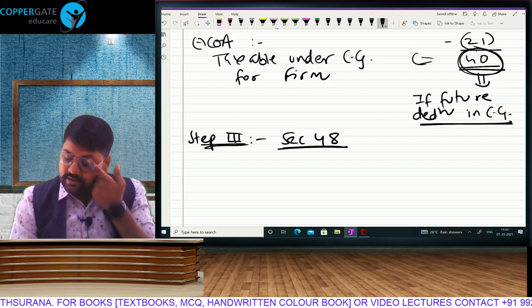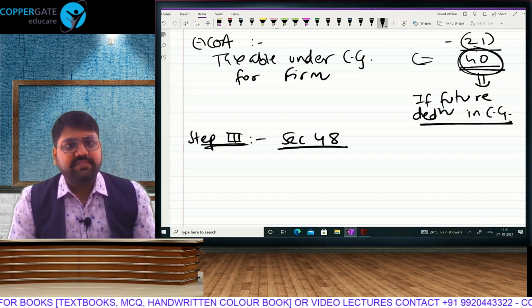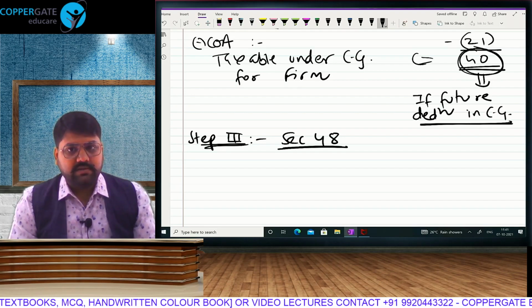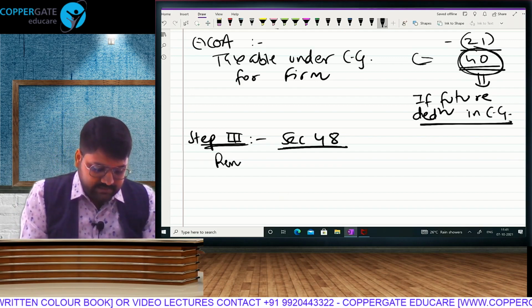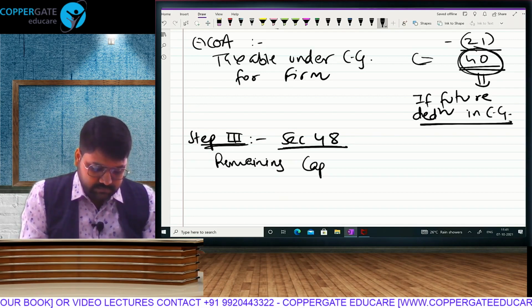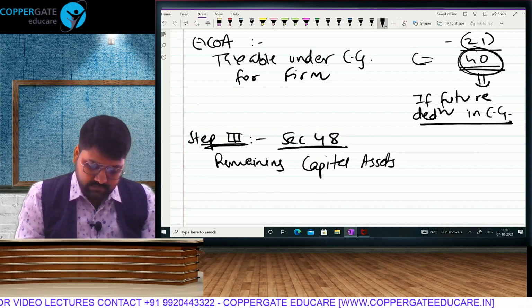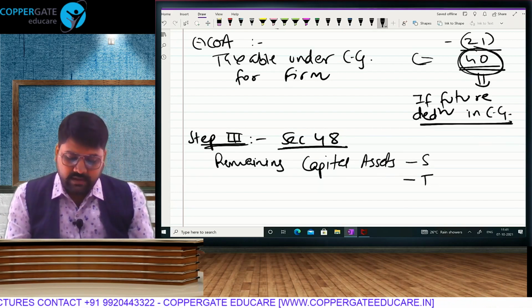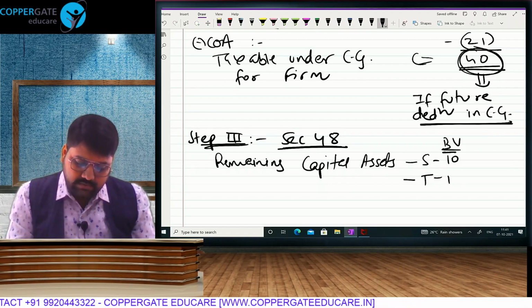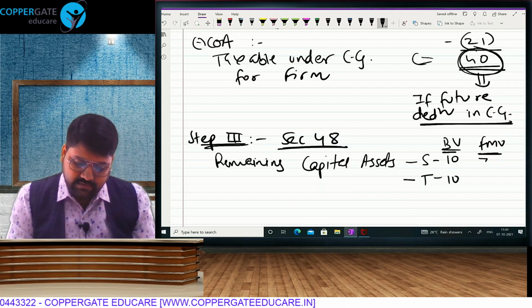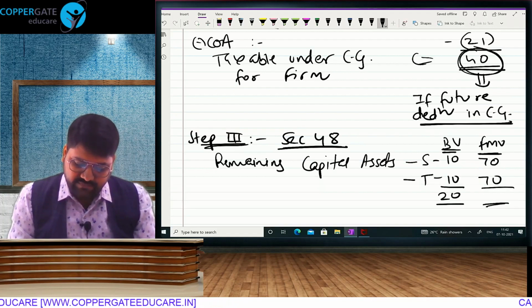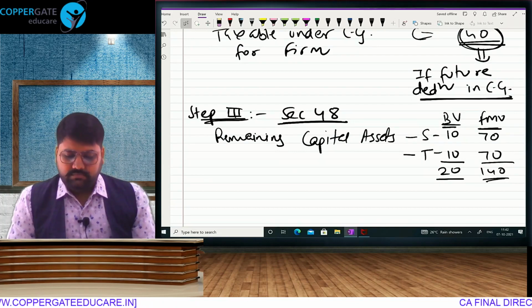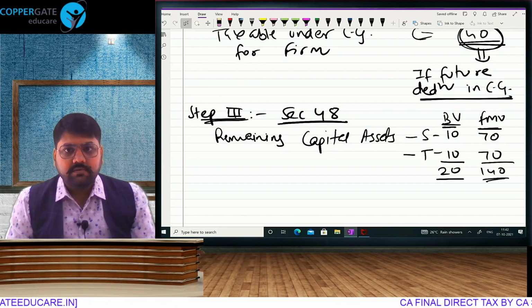When this asset got transferred, look at the remaining capital asset. What were our remaining capital assets? S and T. What was the book value? 10 lakhs each. What is the fair market value? 70 lakhs in total. That means, can I say total 20 lakh became total 140? So I have written S and T only, no? Total liability is 70 in the example. So it is each.